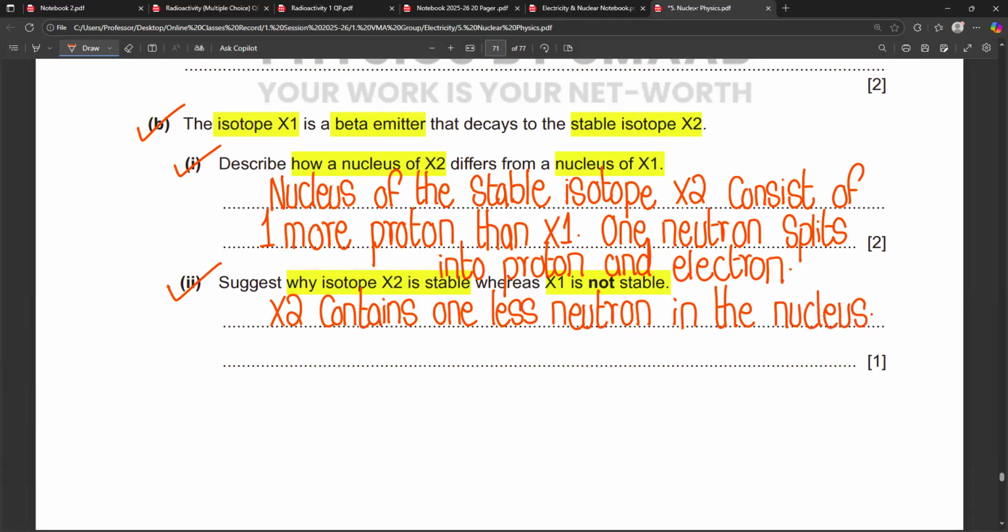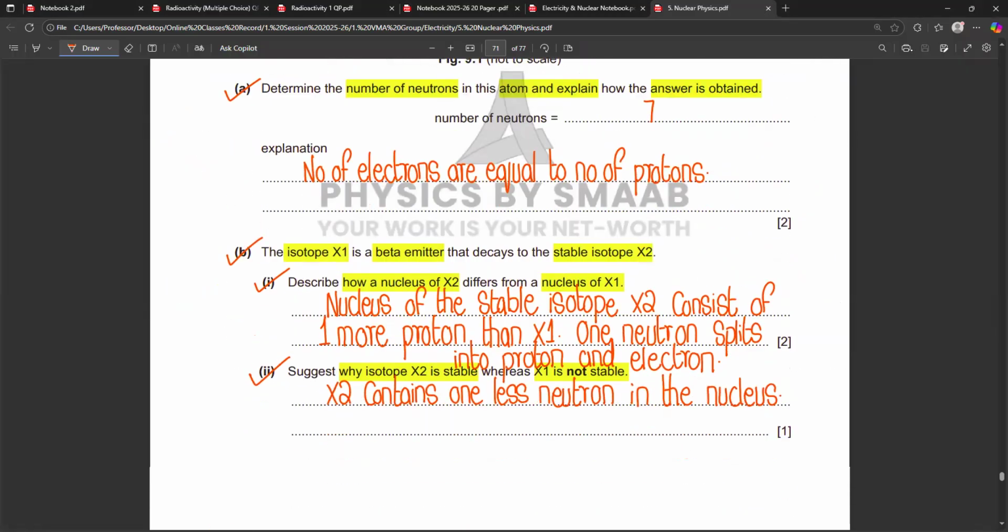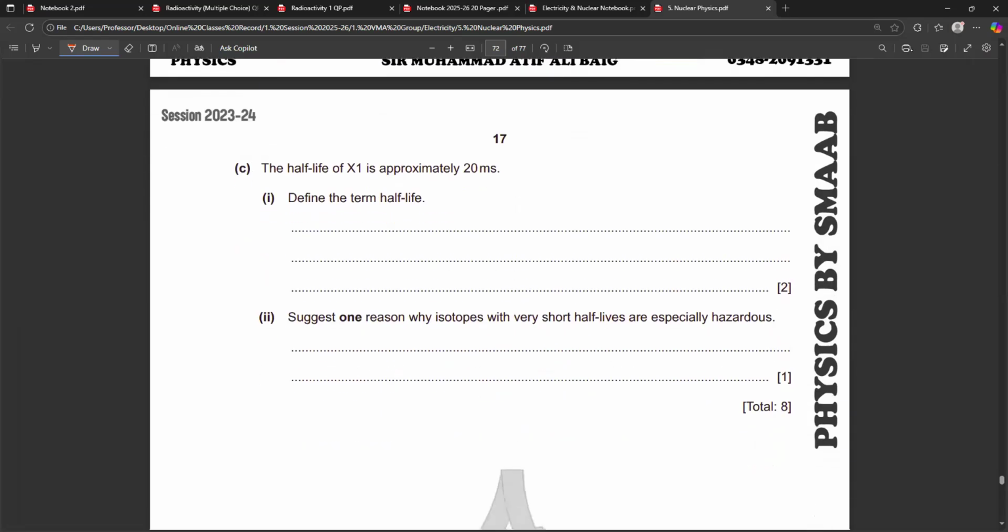Correct? Any confusion? No. Okay. So this is the difference in X2 as compared to X1. Clear? Any confusion? Okay.